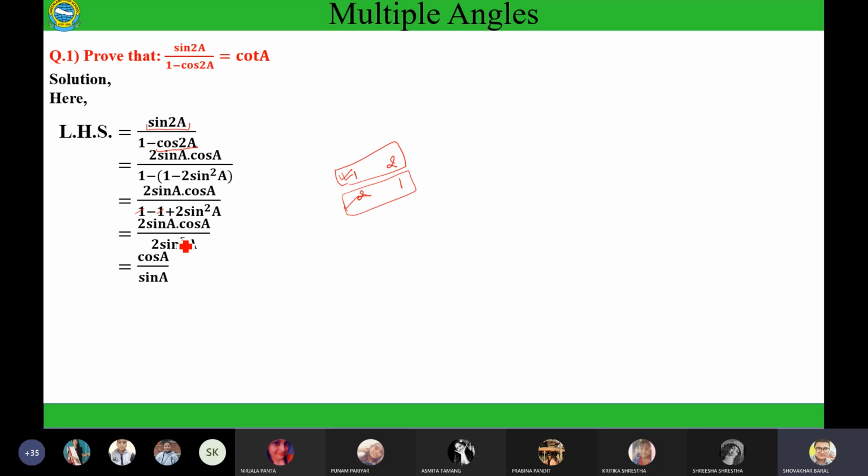This sin square a and this sin a cancel. Since a square is equal to a into a, but in trigonometry, sin square a is equal to sin a into sin a, not sin a.